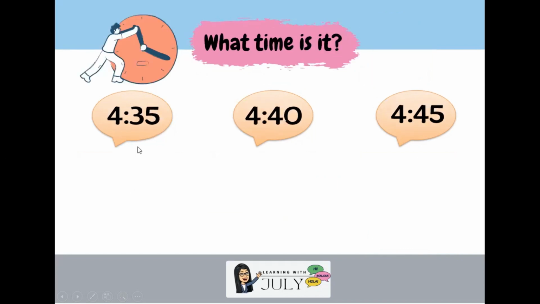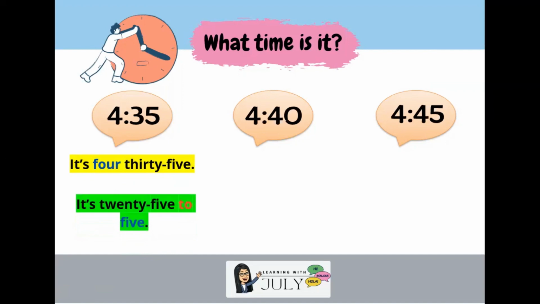4:35. Do you know? ¿Sabes cómo se dice 4:35? De la forma fácil, you say, it's 4:35. ¿Ok? La segunda, it's 25 to 5. Good. ¿Ok? Recuerda, cuando utilizamos la primera forma, la hora va primero. Y cuando utilizamos la segunda forma, la hora va al final.